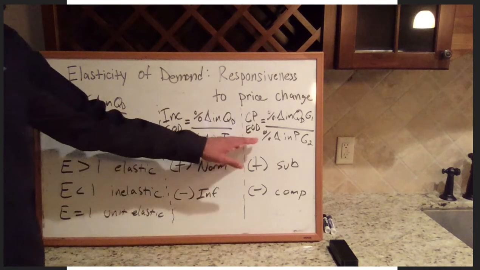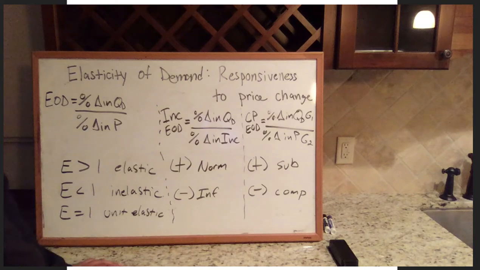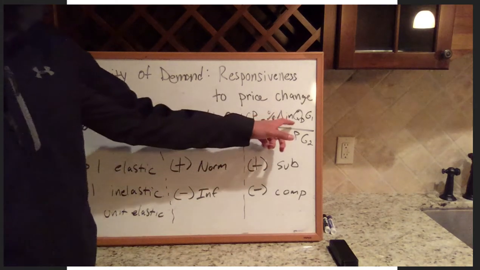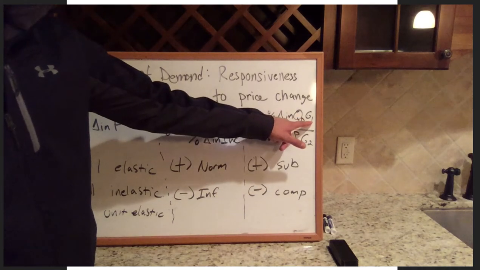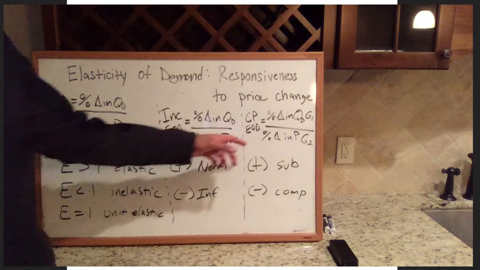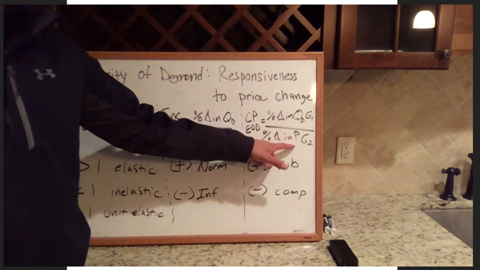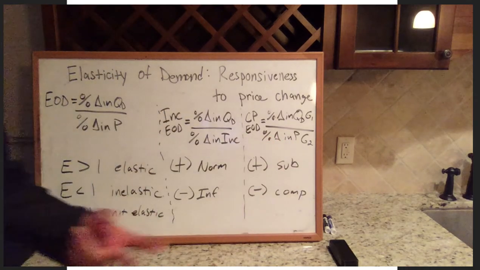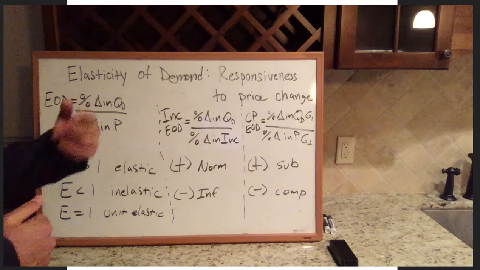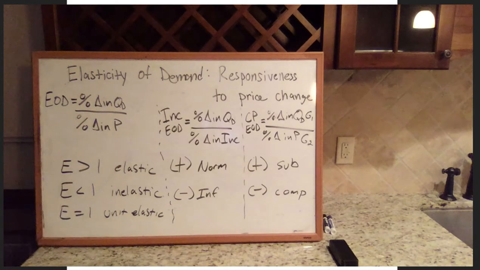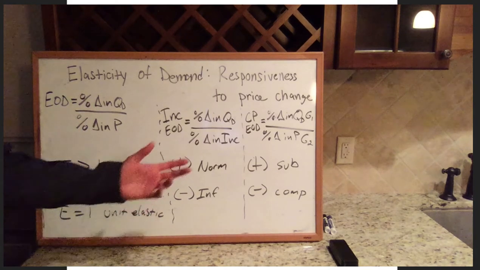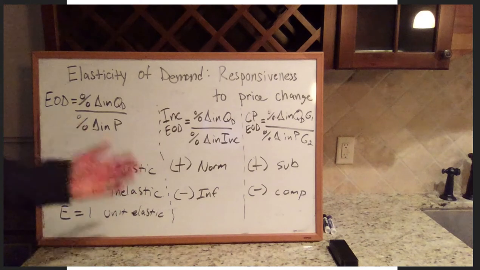Now the last one, CP stands for cross price. Cross price elasticity of demand is the percent change in quantity demanded of good 1, so G1 denotes good 1, divided by your percent change in the price of good 2. So now we're comparing two different prices, or two different goods. We have the price and the quantity of 1. Again, we're worried about the sign, not so much about if it's greater than 1, less than 1, or equal to 1.